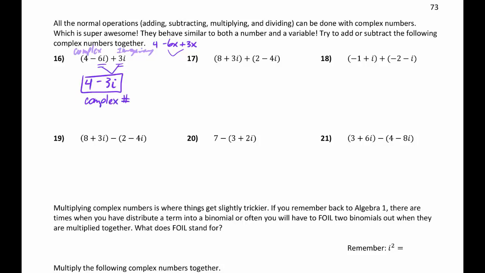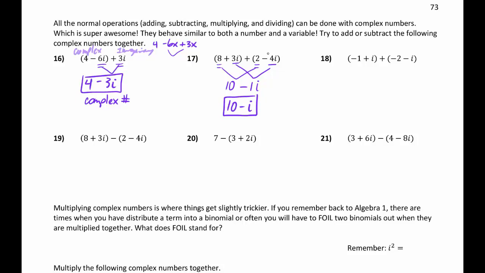Let's go ahead and let's try 17. I have 8 plus 3i, it's a complex number, added to 2 minus 4i. So if I'm looking through for like terms, 8 and 2 definitely can go together to make 10. The 3i added to the -4i combined to create -1i. Now if I wanted to, I could just write this as 10 minus i, and that's perfectly fine.